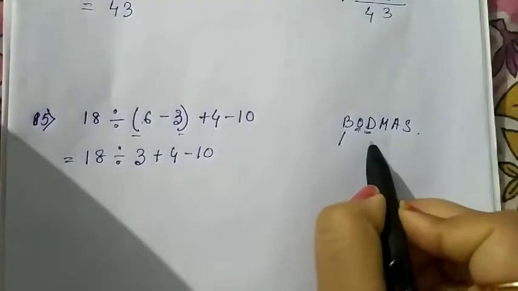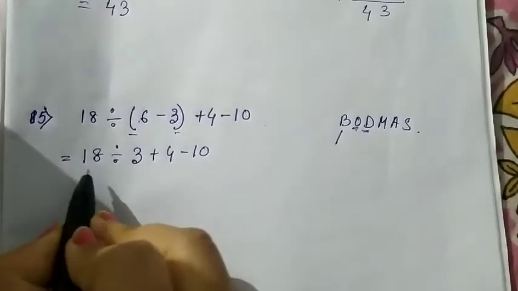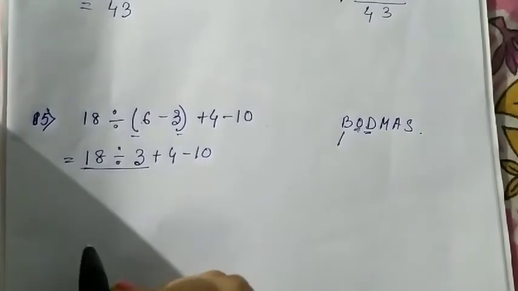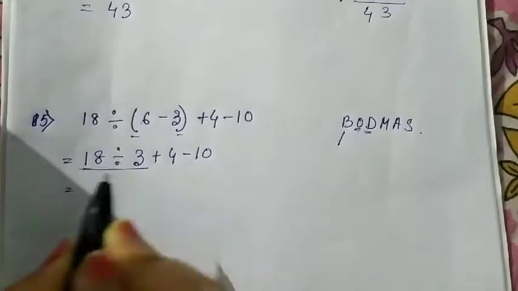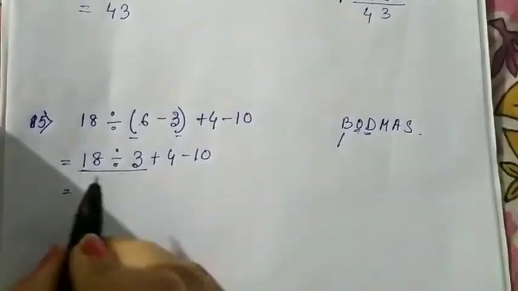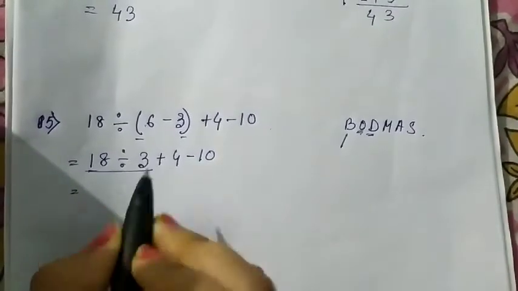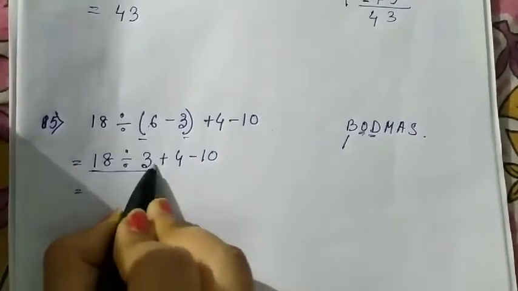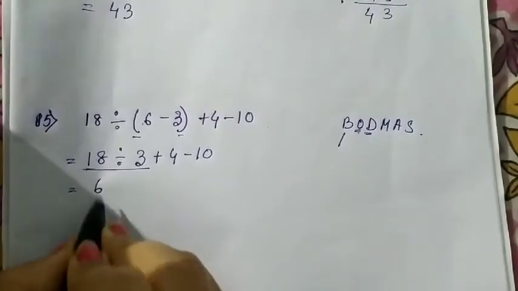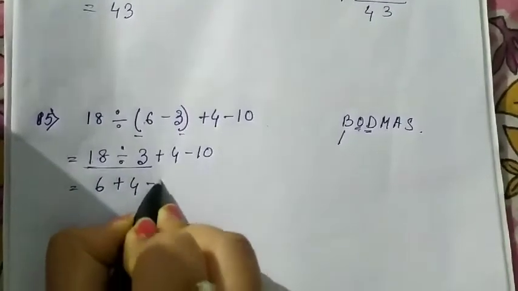Then division. Now look for division. Is there any term with division? Yes, 18 divided by 3 is given. We will not look at other terms; we will only do the division part. 18 divided by 3, what will be the answer? That is 6. I am directly writing the answer, 6. The rest will be the same, and you write it the same as well.